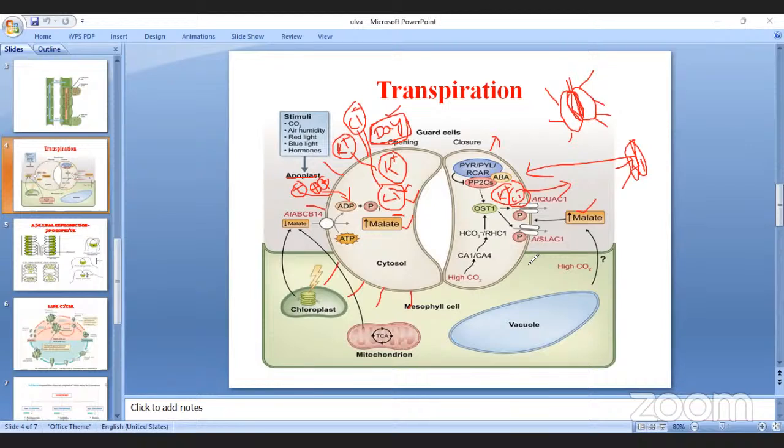At night, in the absence of light, K plus and Cl minus ions move out of the guard cell. Due to them moving out, the water potential of guard cells increases, and water starts moving out of them, leading to closure of stomata. So simple here. Just wait.